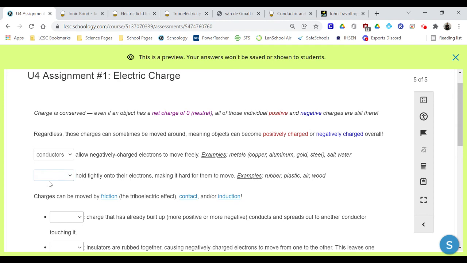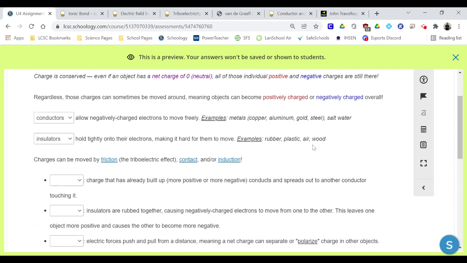Okay, the opposite of conductors are insulators. Okay, they hold tightly onto their electrons, or their charged particles aren't going anywhere, which means that we can't get them to move and flow. Okay, so good examples of this are rubber and plastic, air and wood. All right. Charges can be moved around in a couple different ways. One of the ways is by friction, or by the triboelectric effect.